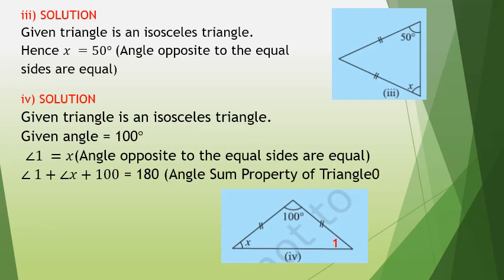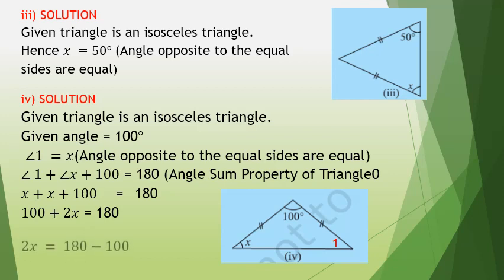Now by angle sum property we can write angle 1 plus angle x plus 100 degree equal to 180. Substitute the value of angle 1, that is x plus x plus 100 equal to 180 degree, or 2x plus 100 equal to 180, or 2x equal to 180 minus 100 equal to 80 degree, or x equal to 80 upon 2 equal to 40 degree. Hence the measure of x is 40 degree.